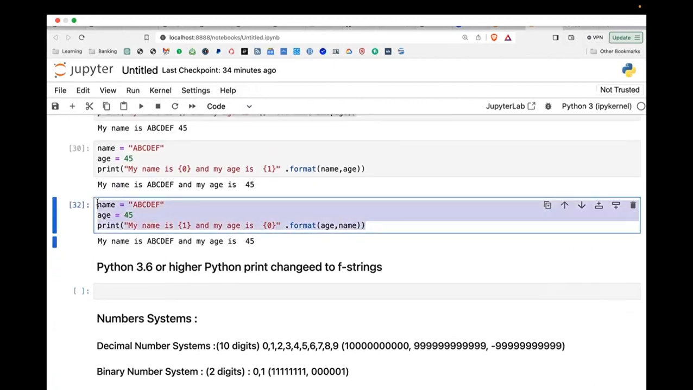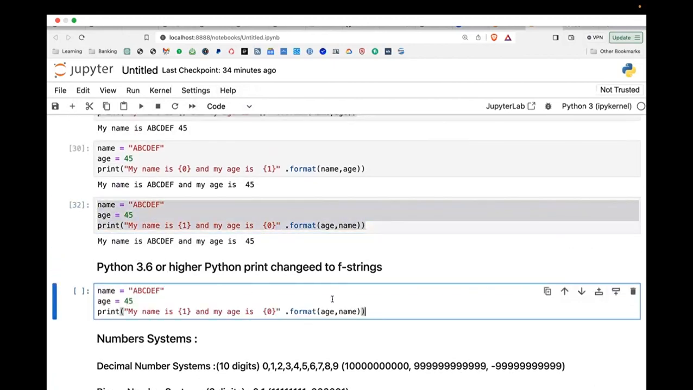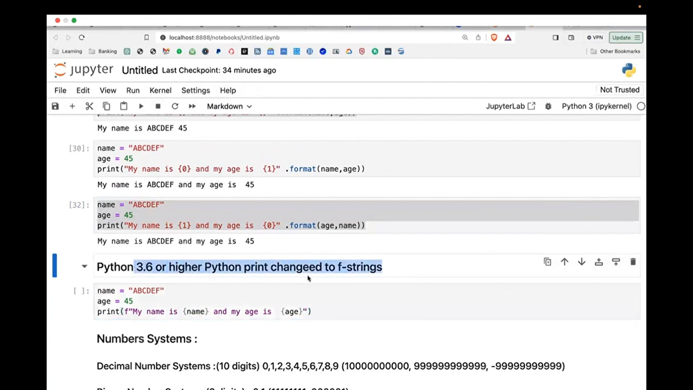You can just check here. You do not need to use the format function. You just remove this and type F before print. This makes it an F string, and you do not need to type 1 or 0 over here. You can directly type the variable name. This is what actually changed after Python 3.6 or higher.